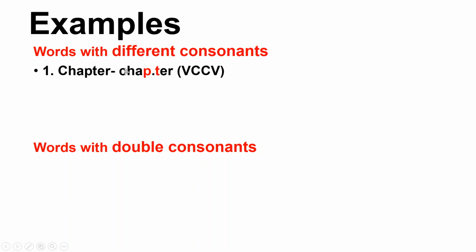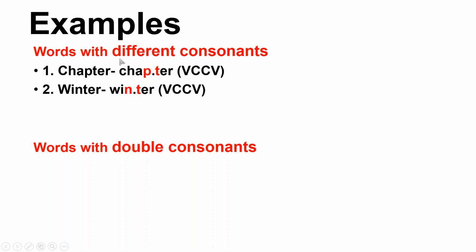Next, why are these considered words with different consonants? Because as you can see, P and T are 2 different consonants. P is not the same with T and T is not the same with P. That's the reason why they are called words with different consonants. Let's go to number 2. Winter. We have 2 syllables again, win and ter. So if you say the word, you say winter. That's 2 syllables. Now let's check if this is following VCCV pattern. Let's go to the middle of the word. So I is a vowel, N is a consonant, T is a consonant, and E is a vowel.